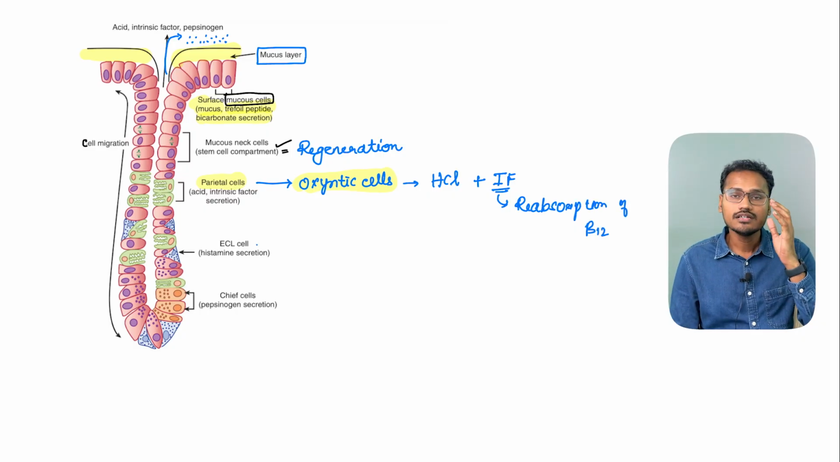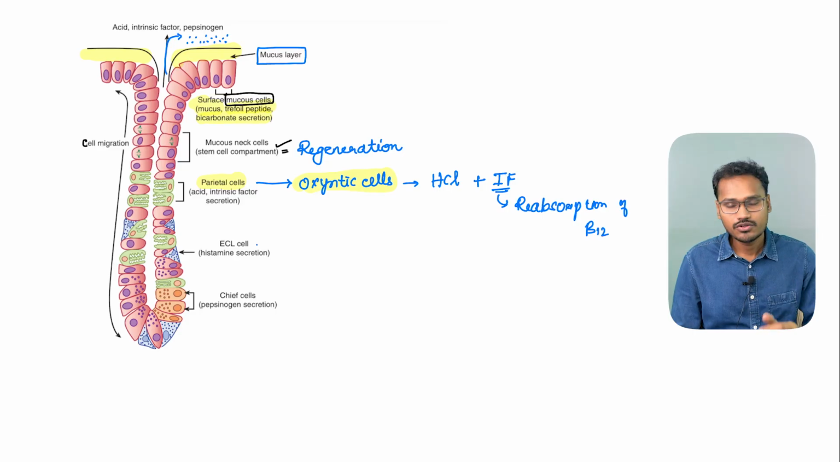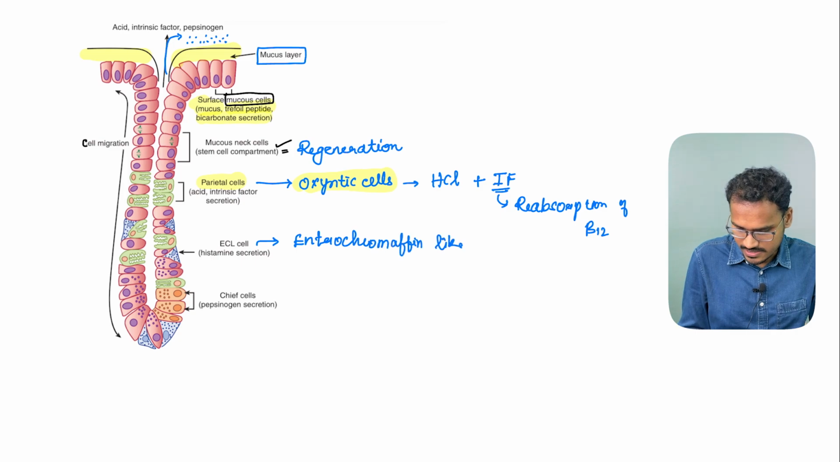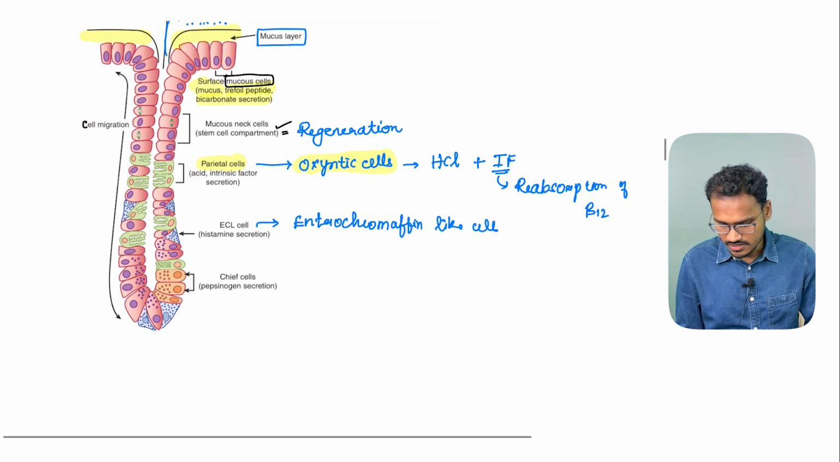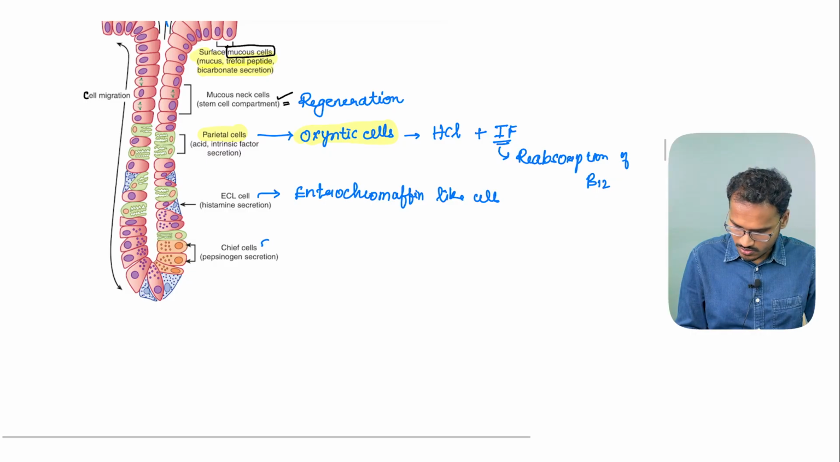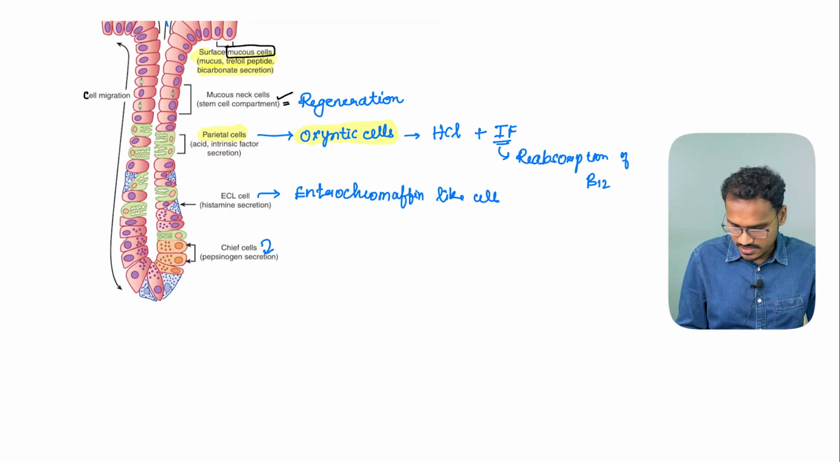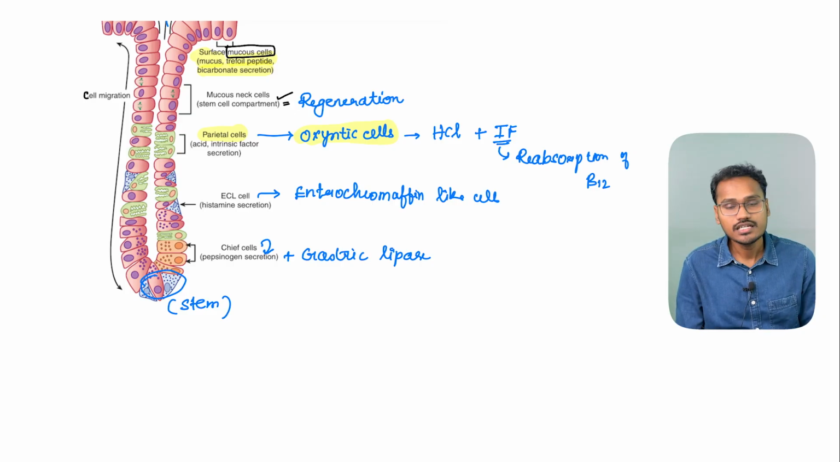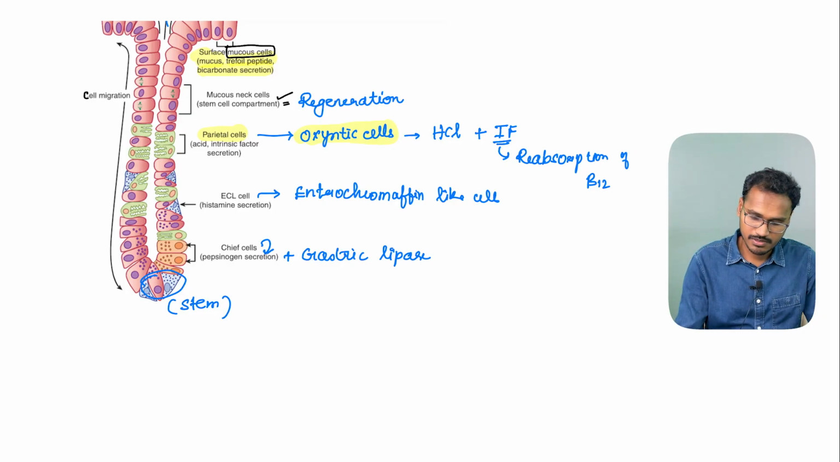Next, below that we have the ECL-like cells, which are going to secrete the histamine. What is this ECL? It is enterochromaffin-like cells. And below that we have the chief cells, which produce the pepsinogen, as well as gastric lipase. And below that again there are some stem cells which will migrate to the above region as and when the epithelium is being shed.